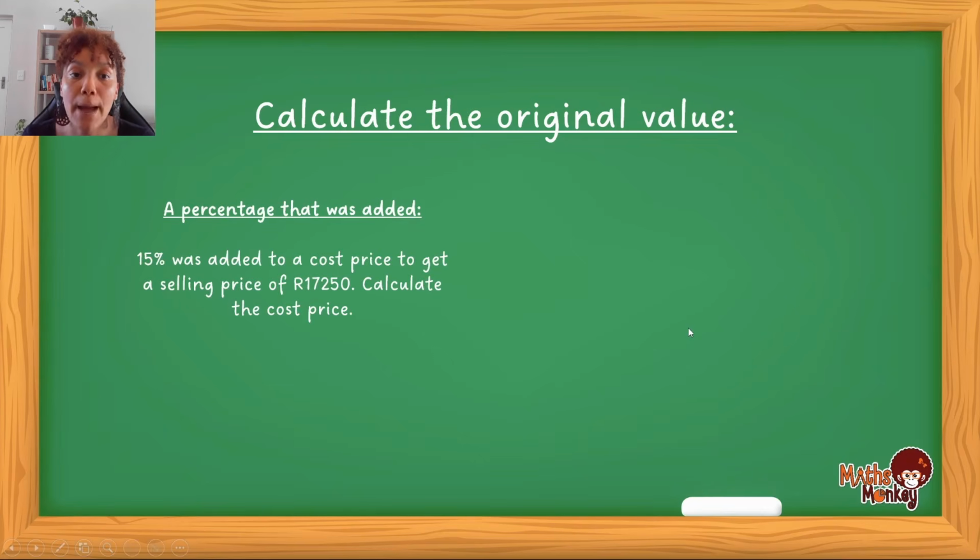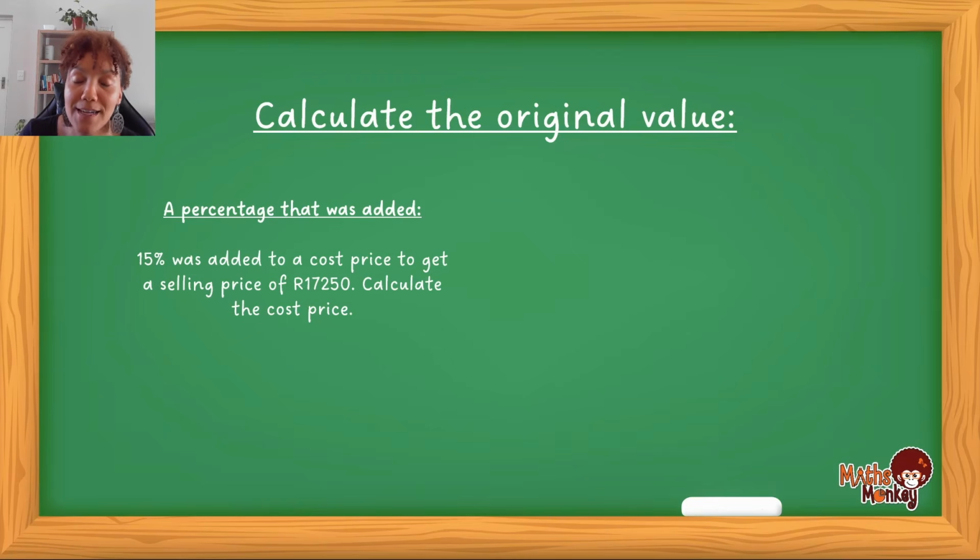So we'll have a percentage that was added. Okay, so let's have a look here. 15% was added to a cost price to get a selling price of 17,250. Calculate the cost price. So in the previous scenarios' way of thinking, it means what was the original cost? What was the original value? What was the cost price?